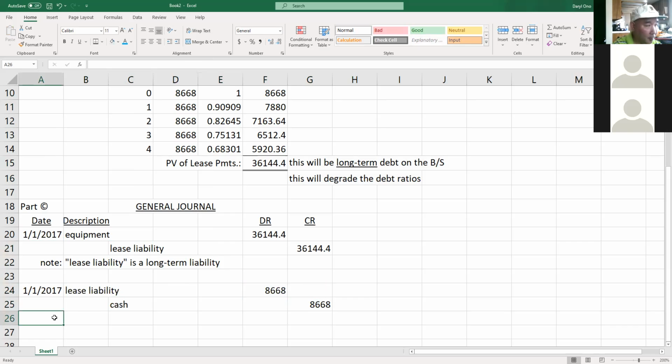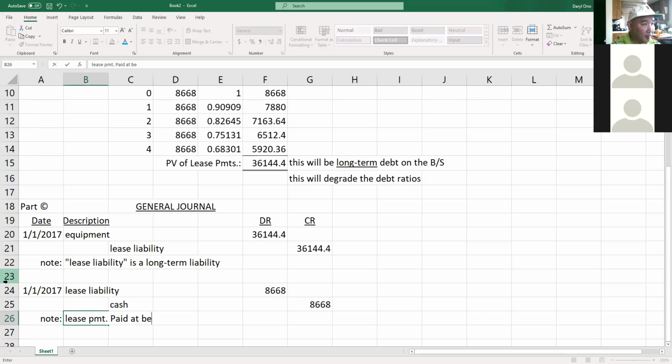Let's put a note here. Okay, so the lease payment is paid at the beginning of the year, by agreement. That's what was agreed to.